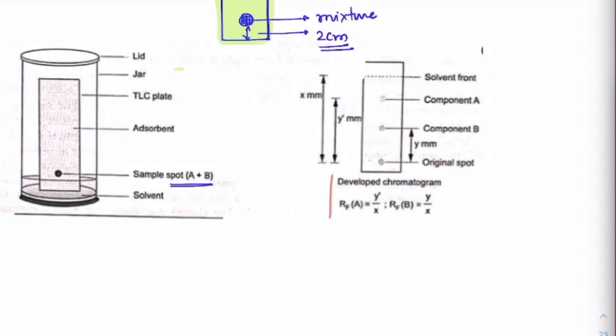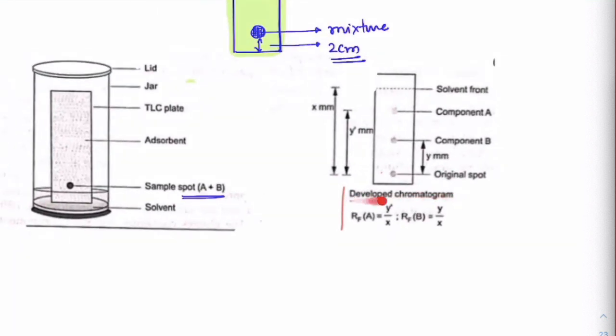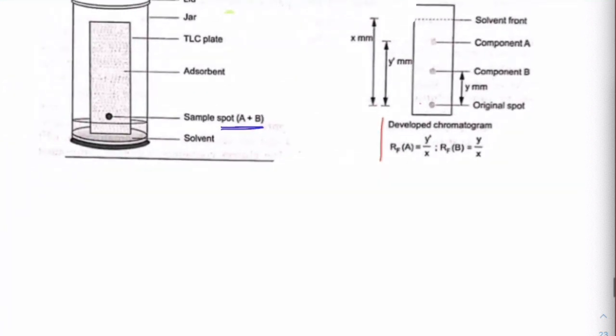So once you get separated out, then we will measure this distance. This has some significance, while calculating which has how much speed, because later on this information becomes useful in chromatography, but not for us. Our idea is only to separate both of them. Got it? So this is called a developed chromatograph.